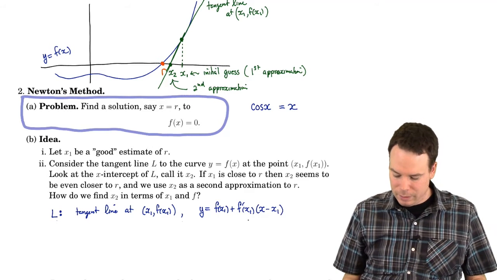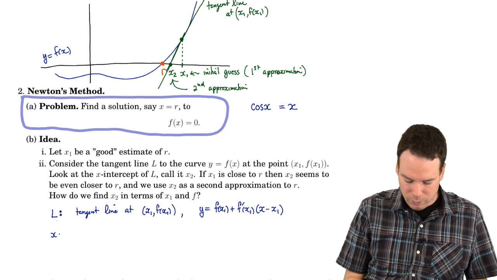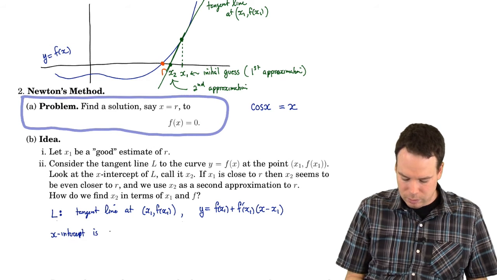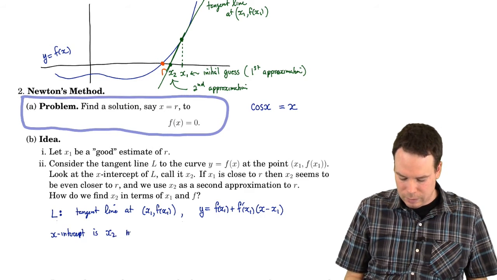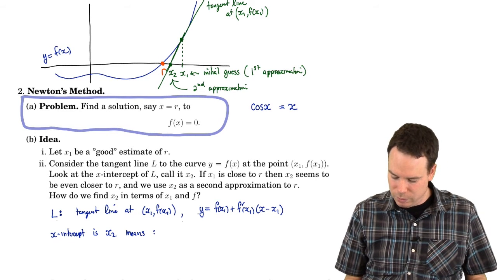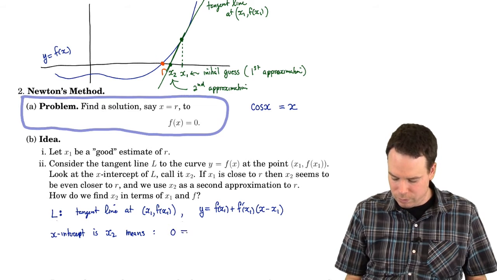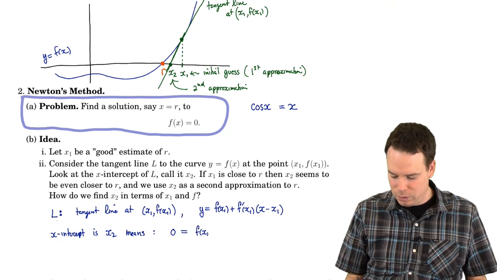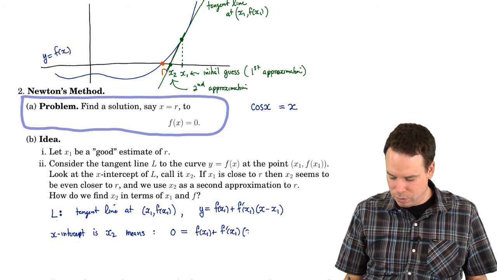What we would like is to figure out where this intersects the x-axis. So if we've called the x-intercept x2, then this means that plugging x2 into the tangent line should return a y value of 0. So this gives us an equation now for x2 in terms of x1.